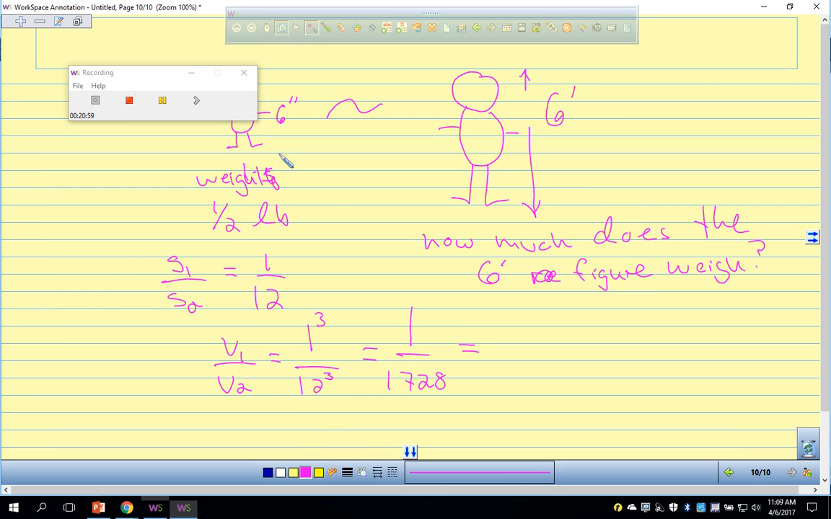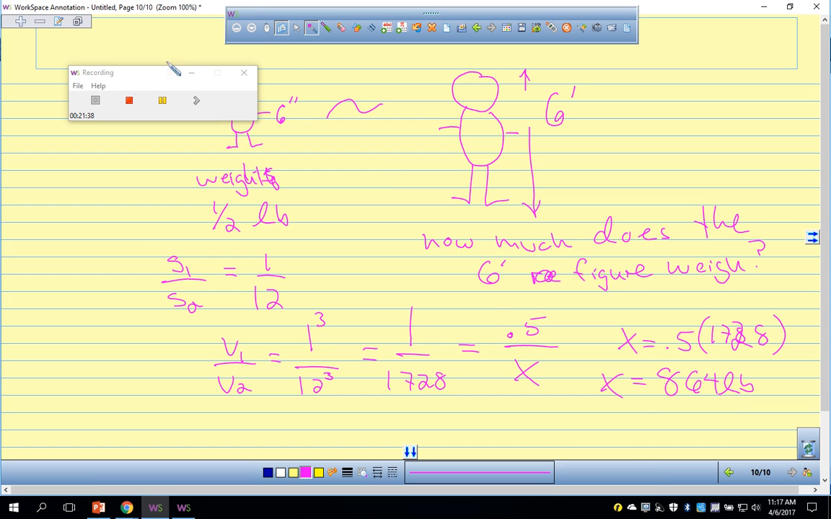If it's made out of the same material, then their volumes. So if this guy weighs 1/2 pound, right, as 0.5 is to x, I get that x is equal to 0.5 times 1728. So what's half of 1728? 864? Yeah, correct. So this guy weighs 864 pounds, you know?